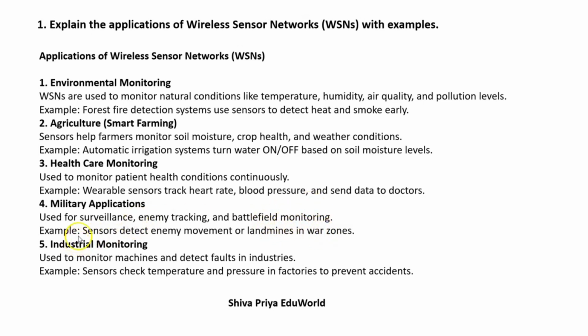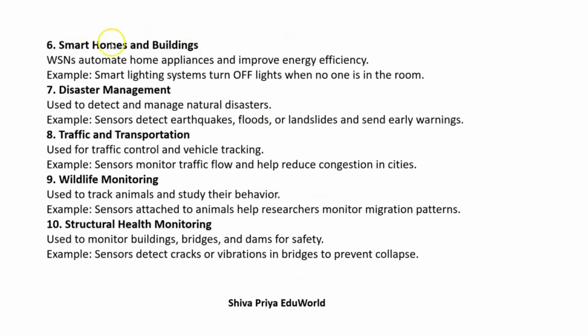And one more thing, industrial monitoring. It is used to monitor the machines and detect faults in industries. For example, sensors check the temperature and pressure in factories to prevent accidents as well. This is how exactly it will save lives. Clear? And the next one is smart homes and buildings.